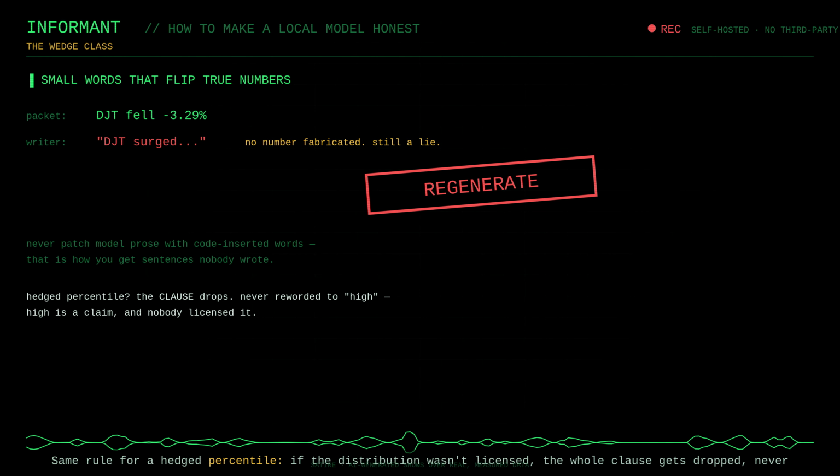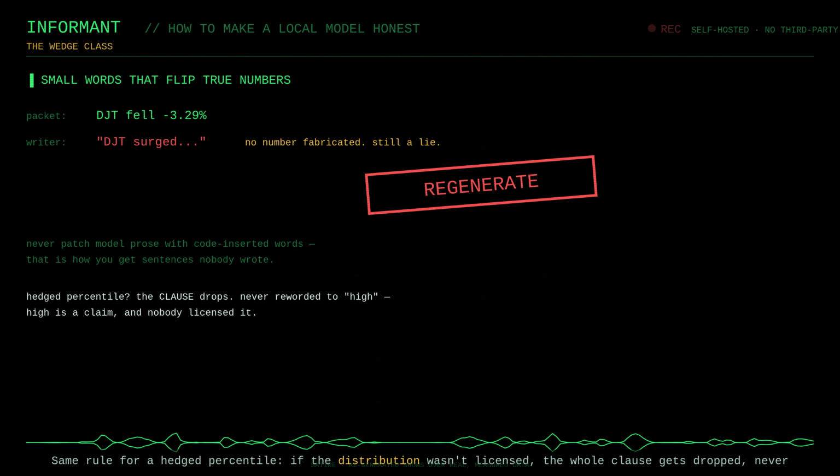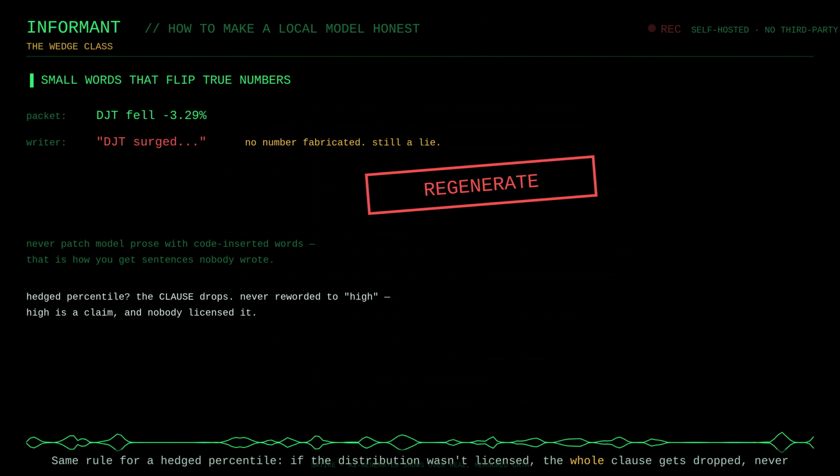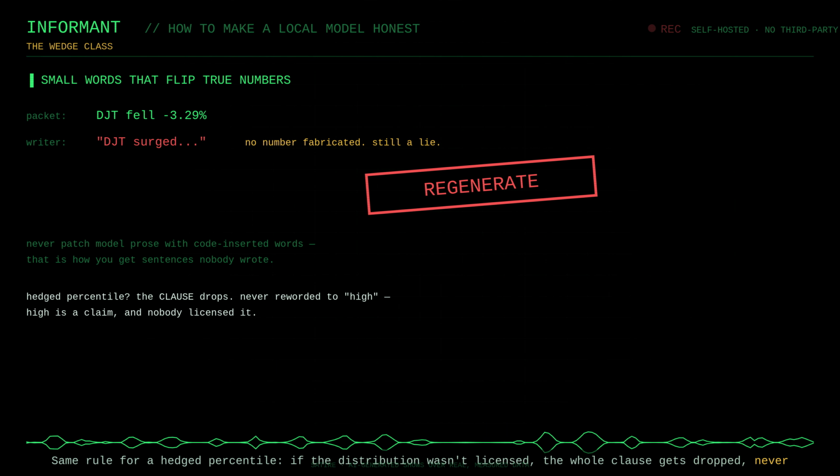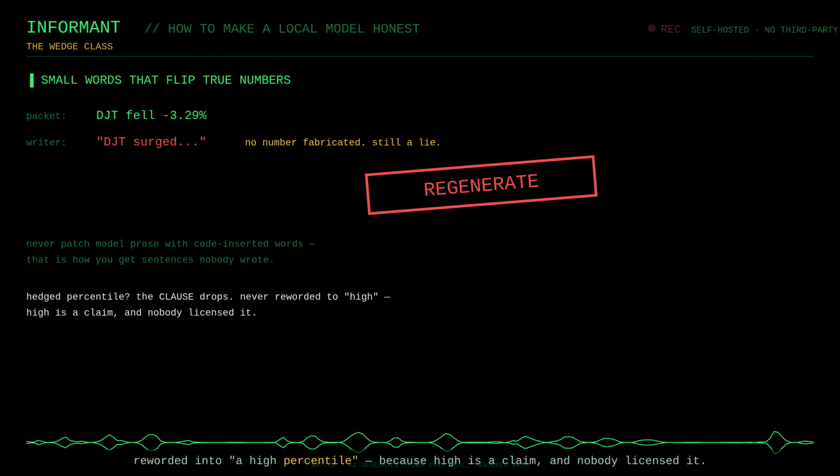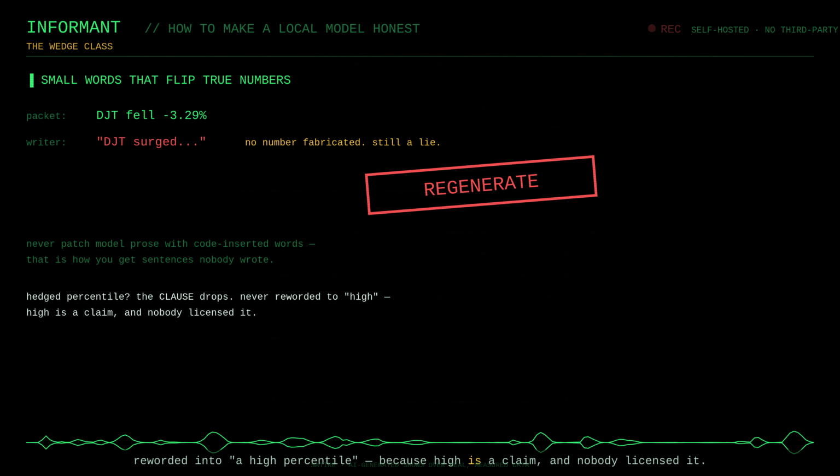Same rule for a hedged percentile. If the distribution wasn't licensed, the whole clause gets dropped, never reworded into "a high percentile," because "high" is a claim and nobody licensed it.